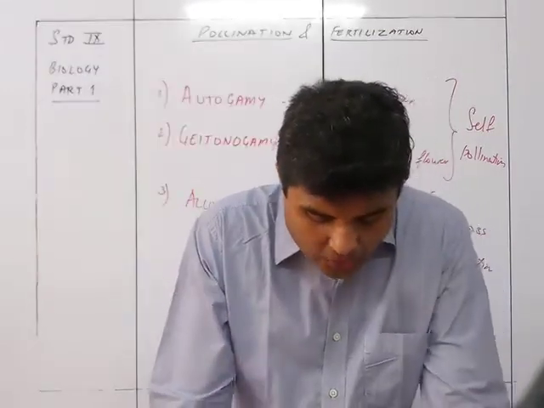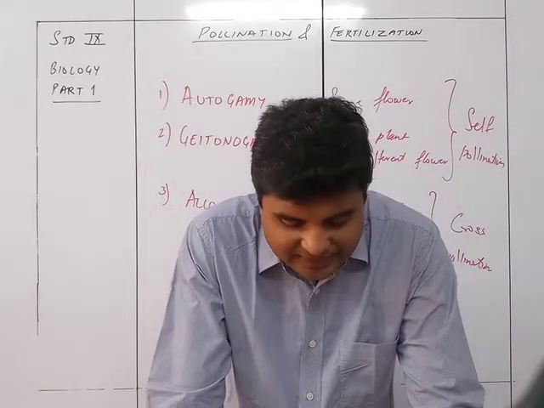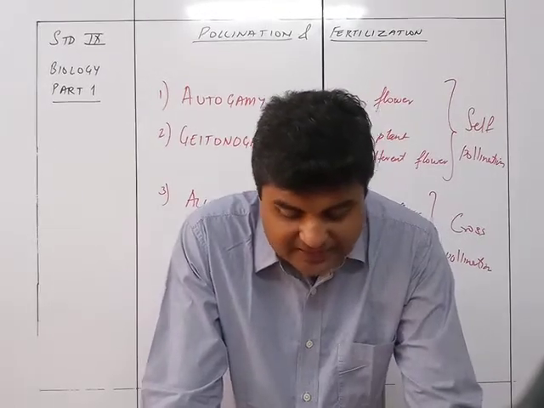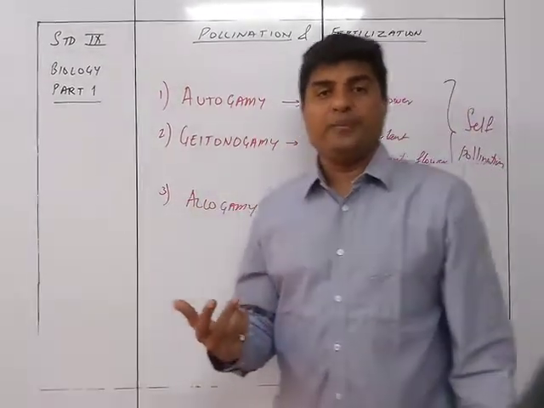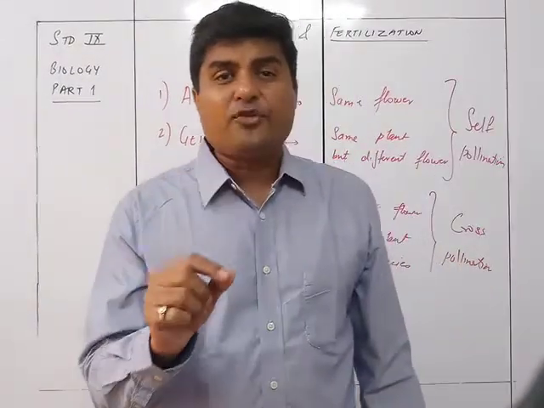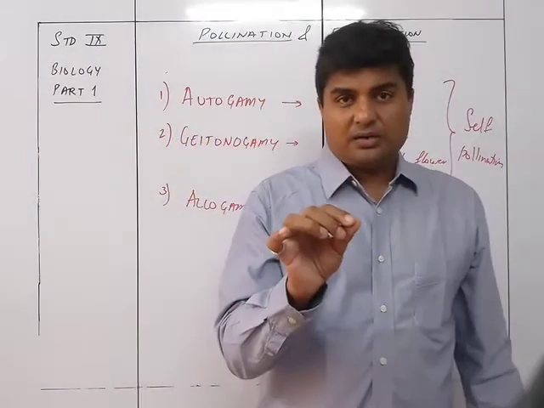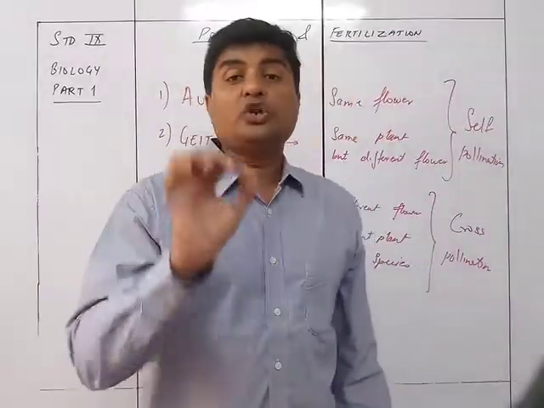The second is homogamy. To ensure self-pollination, it is necessary that the anther and stigma of the flower must mature at the same time. What is required for self-pollination to take place is that the maturity time for the anther to give out the pollen grains and the stigma to accept the pollen grains should be the same.